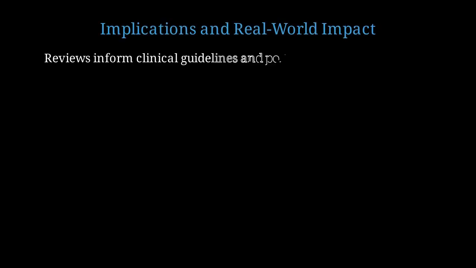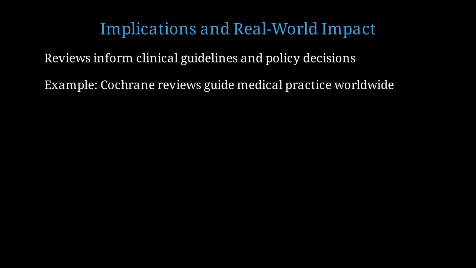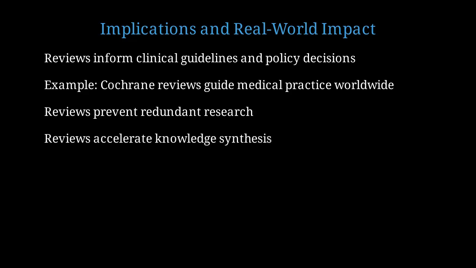Let's discuss the implications of review papers for science and society. Review papers, especially systematic reviews and meta-analyses, inform clinical practice guidelines and policy decisions. For example, Cochrane reviews are considered gold standard evidence and guide medical practice worldwide. By identifying what's already known, reviews prevent researchers from duplicating existing work. They accelerate the pace at which scattered findings are synthesized into actionable knowledge.